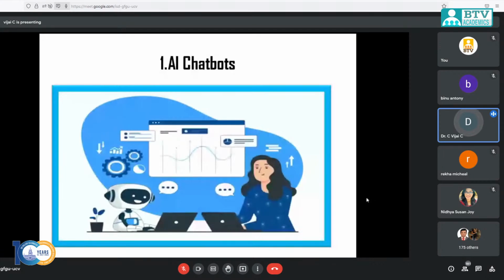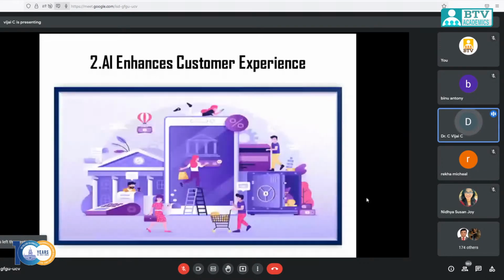The next one is very important: how AI enhances the customer experience. Every sector is now focused on providing excellent service to customers, and the financial sector is no different. Customer experience is particularly important in banking because customers have such a vast range of options to choose from. They are also much more careful about their choices. What are bank customer services?